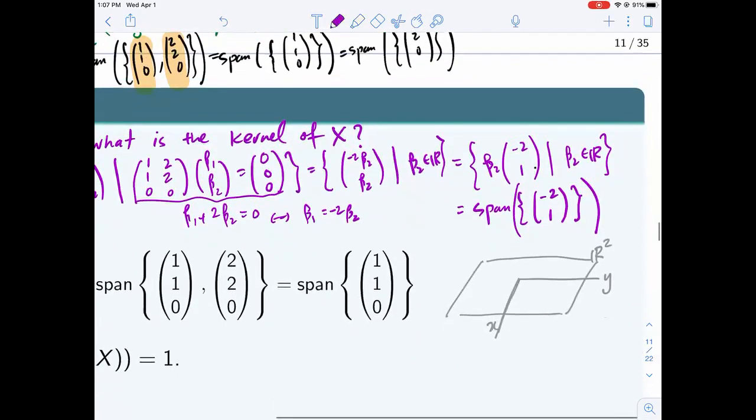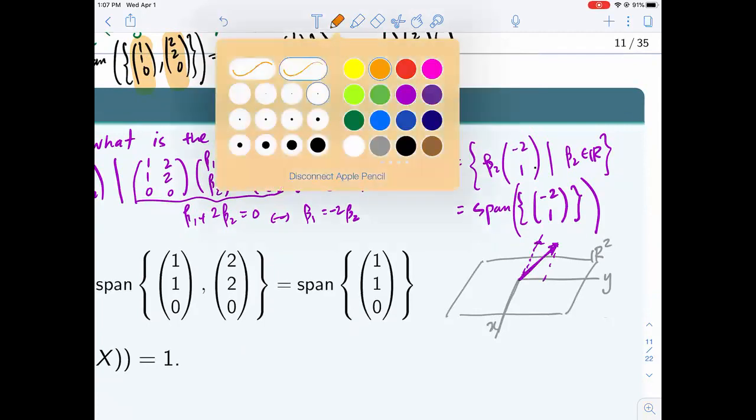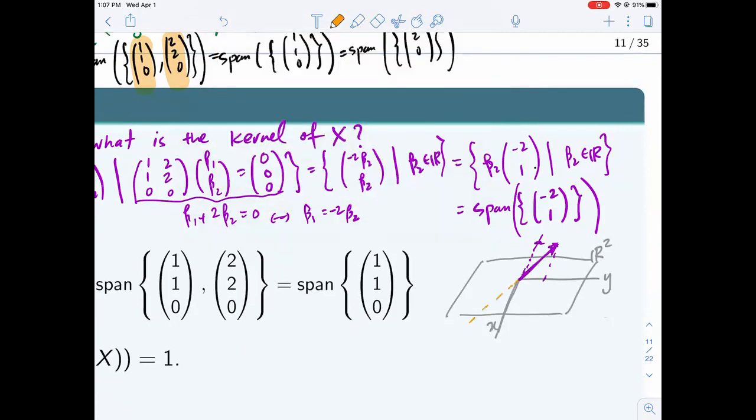So the kernel would be anything that looks like negative 2 here, and then 1. So that would be this vector, right? And then anything in that direction is going to be the kernel of X. Okay, any vector in that direction.